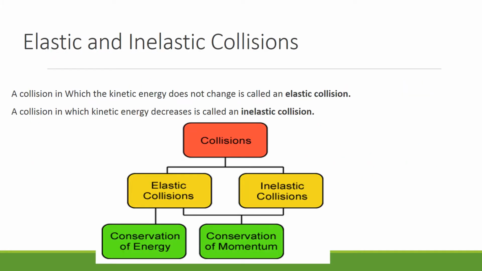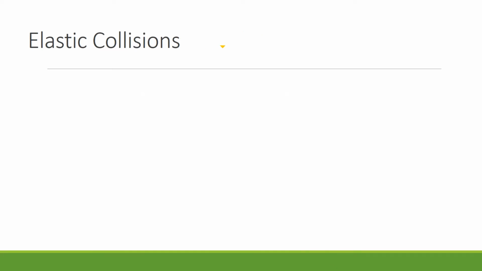So, what are elastic and inelastic collisions? How can we differentiate between them? If the kinetic energy of objects before collision equals the kinetic energy of objects after collision, this means we are talking about an elastic collision, or perfectly elastic collision. But if the kinetic energy is not conserved, it's an inelastic collision, as you can see in the concept map in front of you.